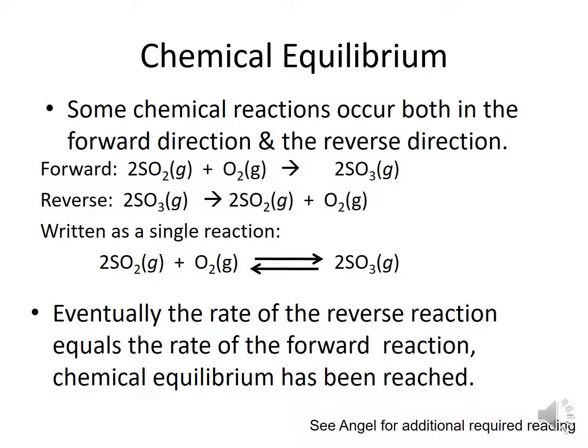However, we could combine those into a single reaction and simply show the arrow going both directions. If you see a double arrow going both directions, that indicates an equilibrium scenario. So we see the forward arrow representing 2SO2 plus O2 yielding 2SO3s, but the reverse arrow indicates that 2SO3s could yield 2SO2s plus O2.